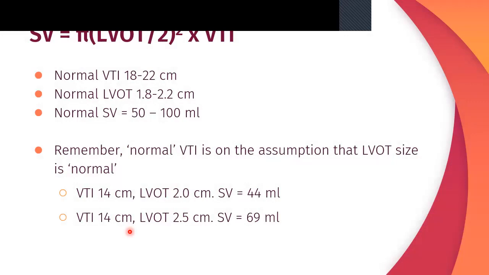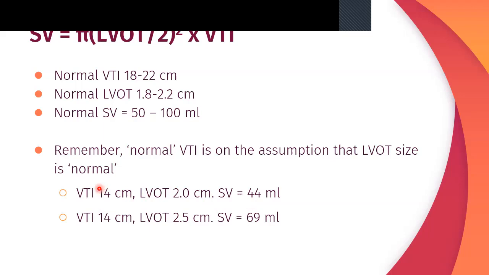A normal VTI is a normal VTI for a normal LVOT. So a normal LVOT in the mean population is 1.8 to 2.2. Anything under 3 is still normal, but a normal VTI for them is higher than the normal VTI that's agreed on, right? So we take, for example, a VTI of 14 and LVOT of 2, you get a stroke volume of 44.